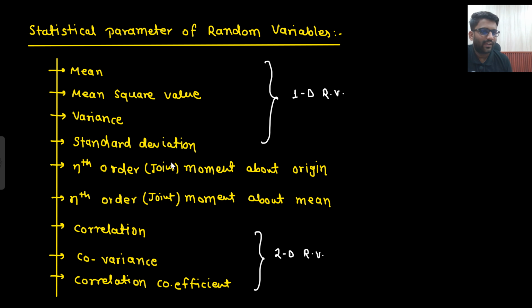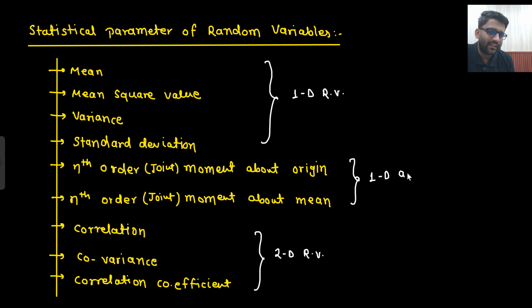And here, if the word joint is not coming, what does that mean? If I say nth order moment about origin of random variable x, and nth order joint moment about origin of random variables x and y, they are defined for both 1D and 2D.